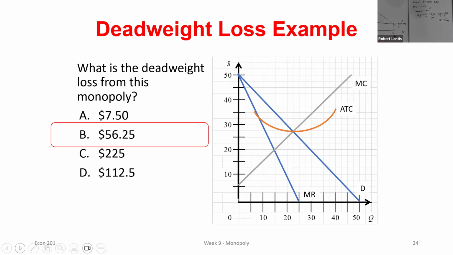Okay. So anything that we do visually, you can always do the same thing just with equations. Lines on a graph are just equations. Okay? So I'm going to look for that point where demand is equal to my marginal cost. We're okay with that? Everybody with me so far? Okay.